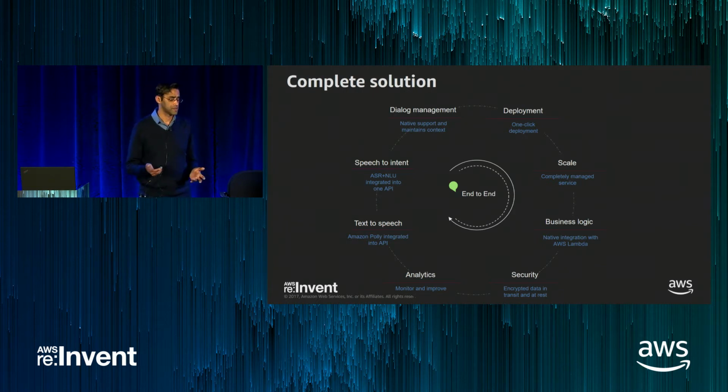The next piece is security. We encrypt the user utterances in transit and at rest. Also, we provide analytics, so you can track the user utterances as they're coming through the system. You can track the number of text requests and the number of speech requests. You can monitor utterances that are not recognized by Lex for whatever reason. And you can use these utterances to figure out ways to improve your chatbot over a period of time.